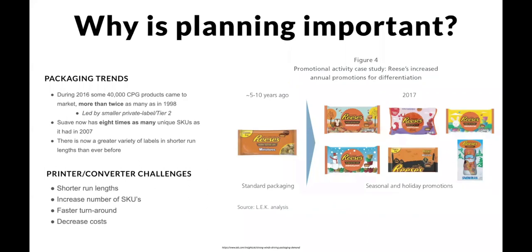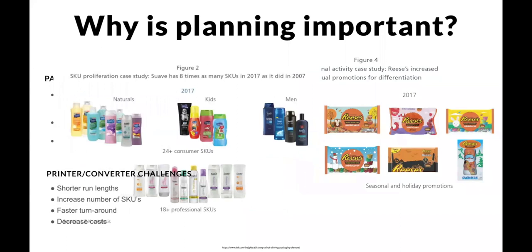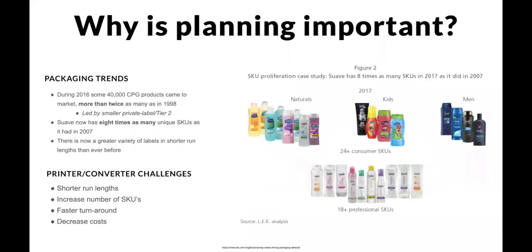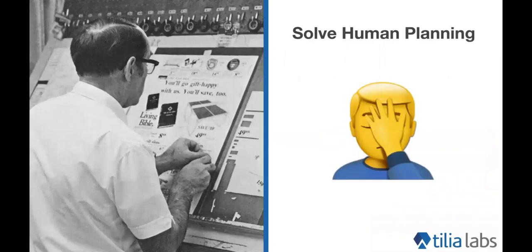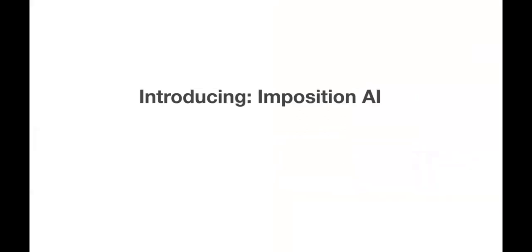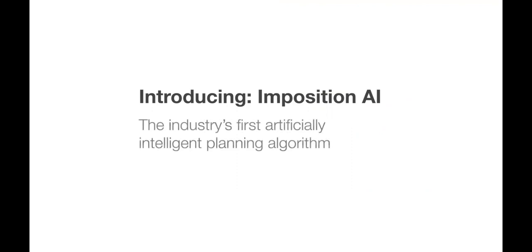So this problem of planning is really where we can start saving, and looking at these shorter run lengths and making them more profitable. This is what we're seeking to solve, this concept of human planning. That leads us into the introduction of Imposition AI. And Imposition AI is the industry's first artificially intelligent planning and imposition algorithm.